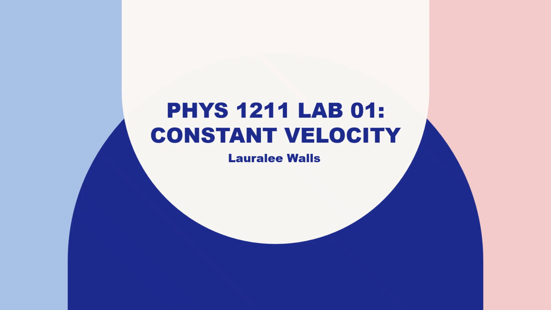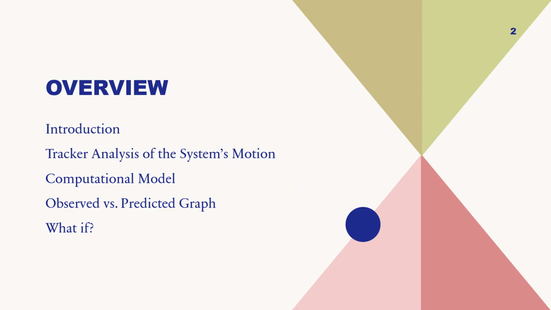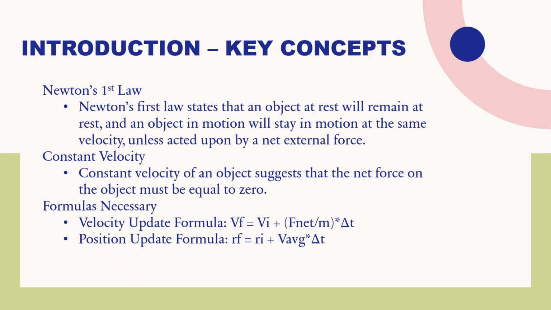And this is my 1211 Lab 1, constant velocity. This is a brief overview of what I'll be going over in my slides: an introduction, a tracker analysis, a computational model, a graph, and a what-if discussion.